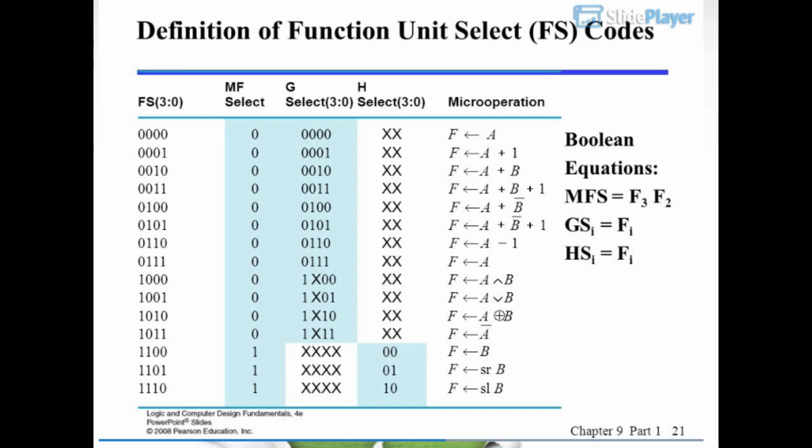1110. F = A negation. F = A plus B. F = A - B. F = A AND B, A OR B, A XOR B. Shift right, shift left. Boolean equations: MF select equals F3 F2.